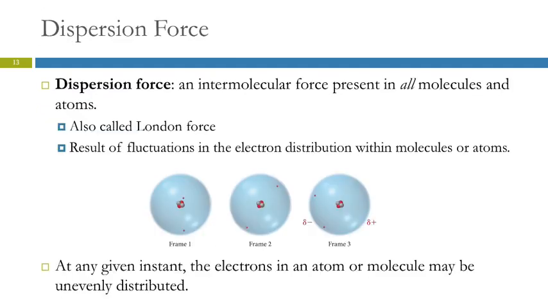So what are these forces? We're going to talk about 4 of them. The first one is dispersion forces. We're going to talk about the weakest one first and move up to the strongest. Dispersion forces, this is an intermolecular force that's present in all molecules and atoms. Everything has dispersion forces. It also goes by several other names: London force, London dispersion forces, van der Waals forces, induced dipole forces. That's my favorite, but your book uses dispersion, so that's what I'm going to call them.